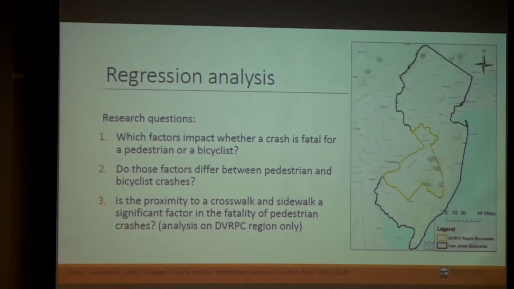So for my regression analysis, I was looking at what factors impact whether a crash is fatal for a pedestrian or a cyclist. And then, do those factors differ between pedestrians and cyclists? And then, is the proximity to a crosswalk or sidewalk a significant factor in the fatality of pedestrian crashes? And you'll see the map of New Jersey with the orange outline as the DVRPC region.